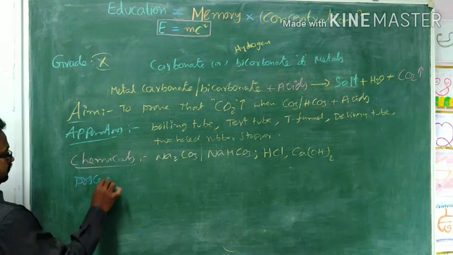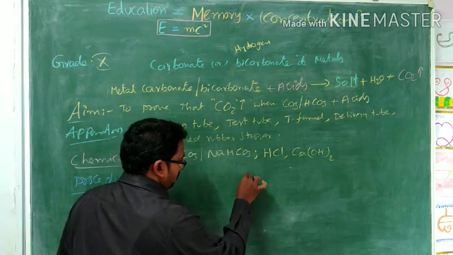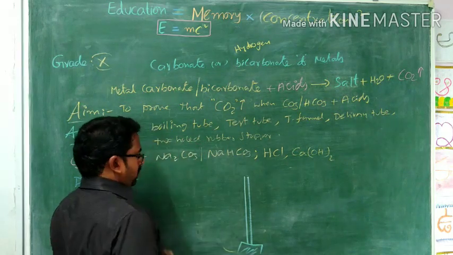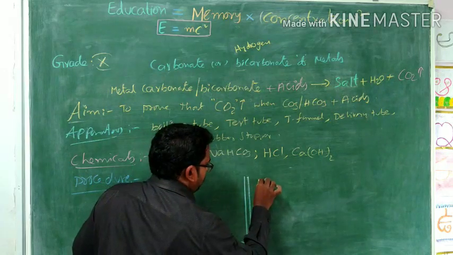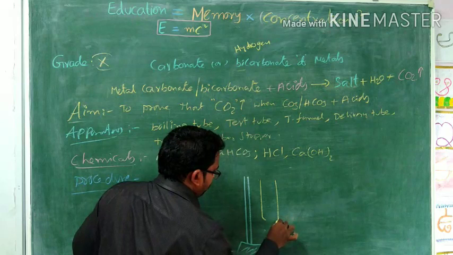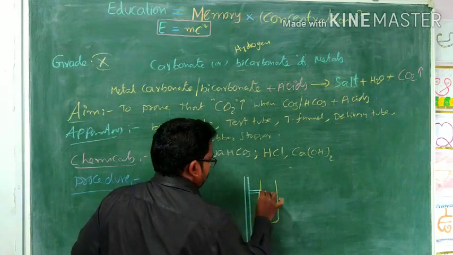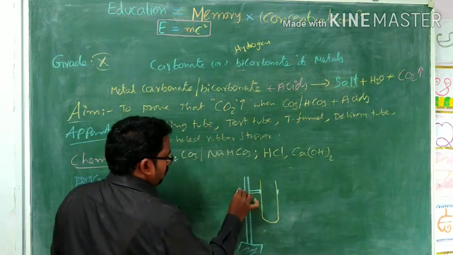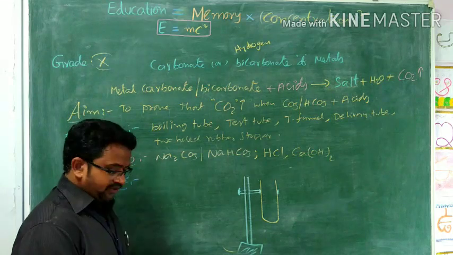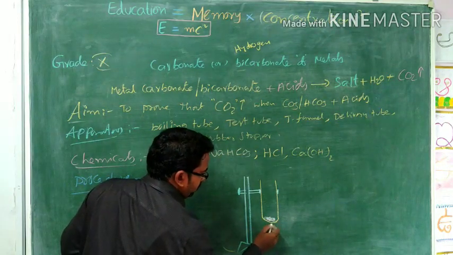Let us see. First, take a retort stand like this one, and suspend a boiling tube. We have to fix a boiling tube like this. The boiling tube is fixed with the help of a holder. Now take a small amount, generally 0.5 gram, of sodium carbonate. It's about sodium carbonate.